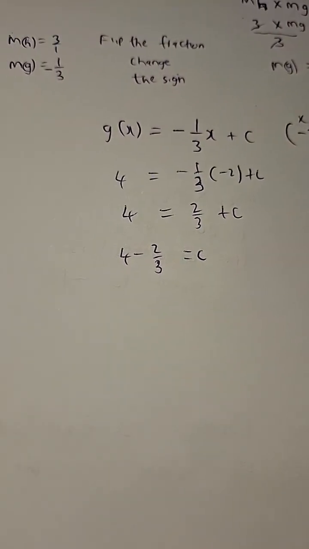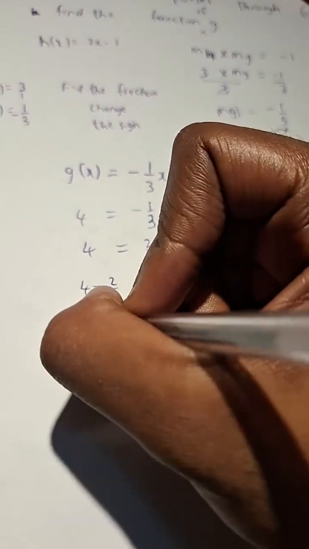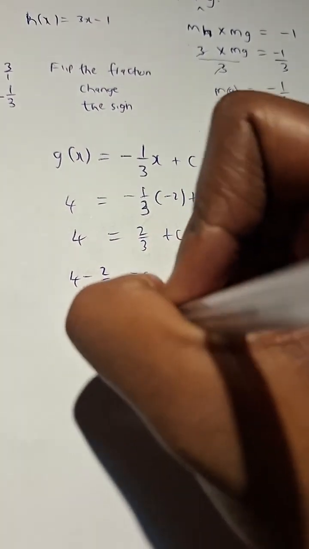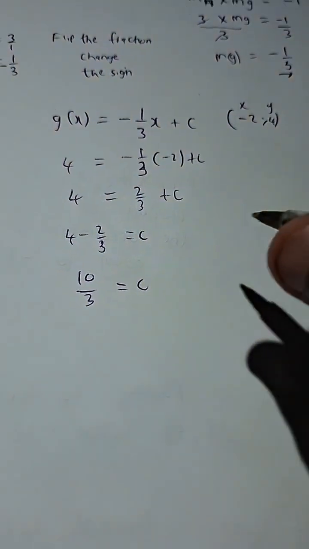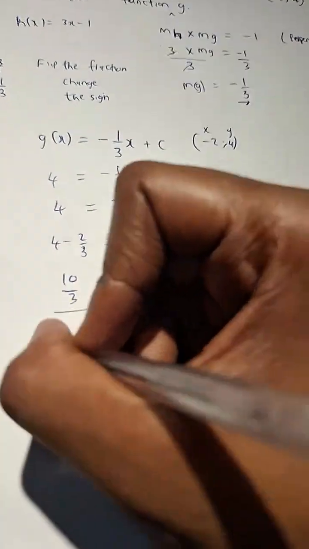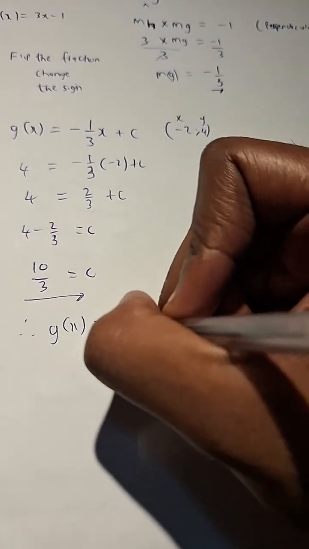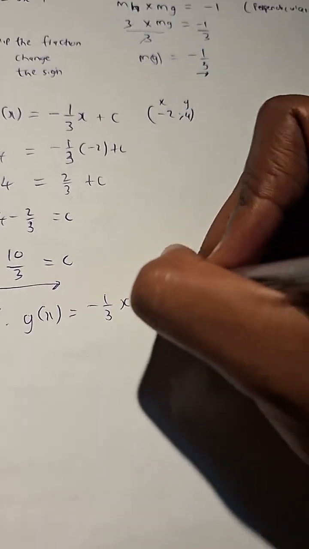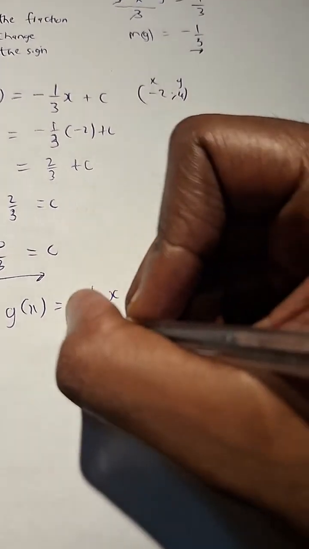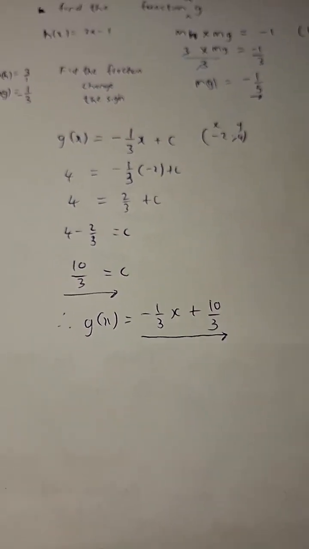Just grab the calculator, you punch it into the calculator, you get 10/3, no problem. And then you conclude, therefore, g of x is equal to -1/3x plus 10/3. Bravo.